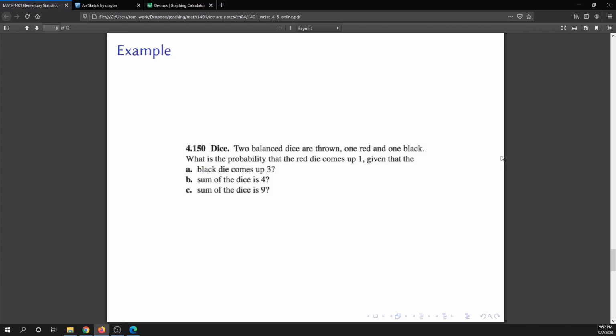All right, in this video, we are going to talk about problem 4.150. It's about dice. It says two balanced dice are thrown, one red, one black. What is the probability that the red die comes up 1, given that A, the black die comes up 3? All right, so we want the probability of a red 1.